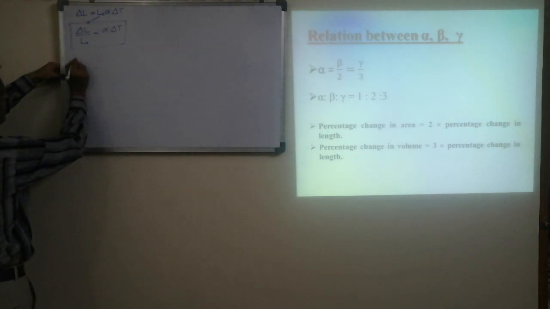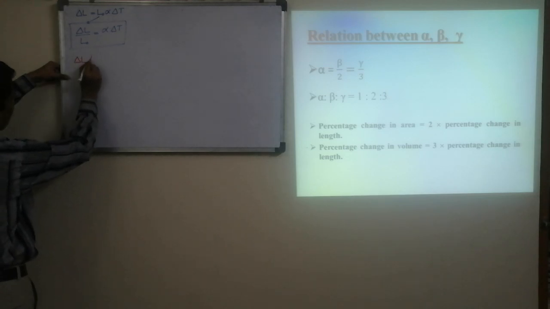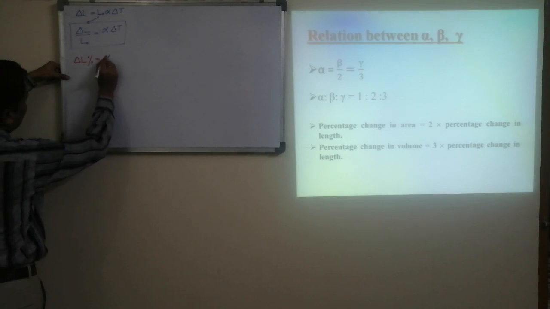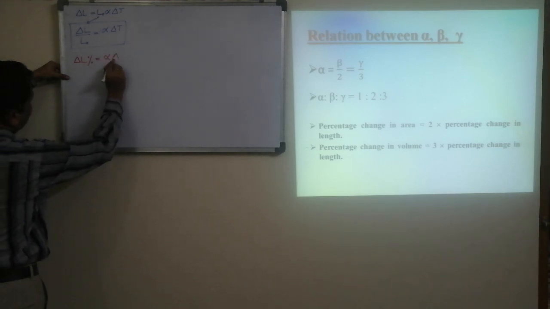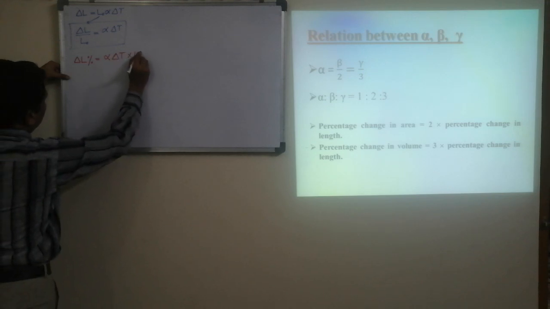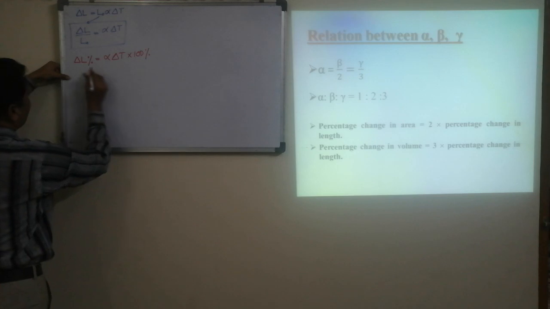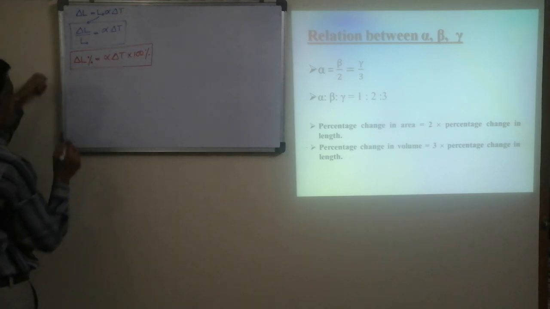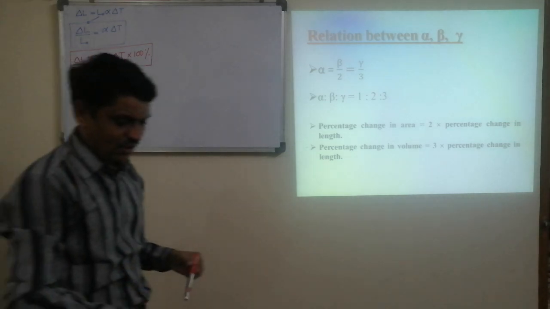Similarly, if I multiply by 100, we can get percentage change in length. Delta L percent is equal to alpha into delta T multiplied by 100 will give you percentage change in length of the body on heating.